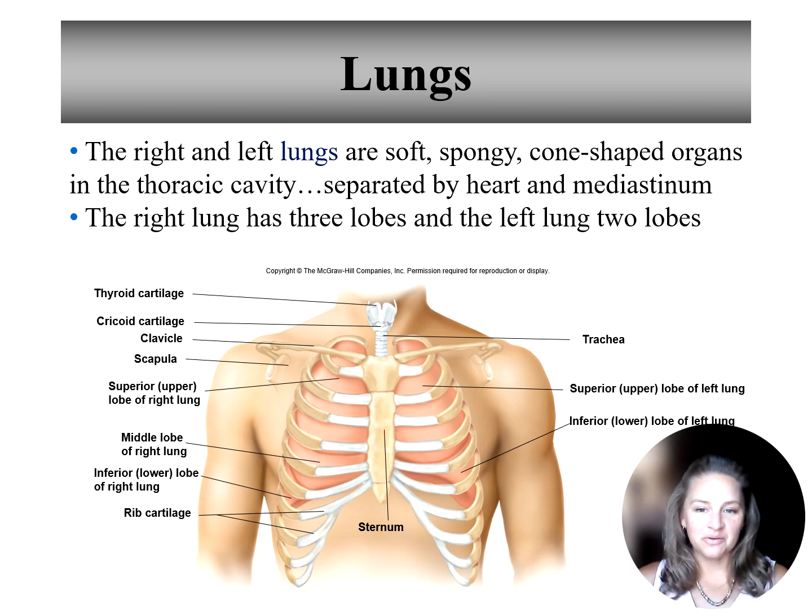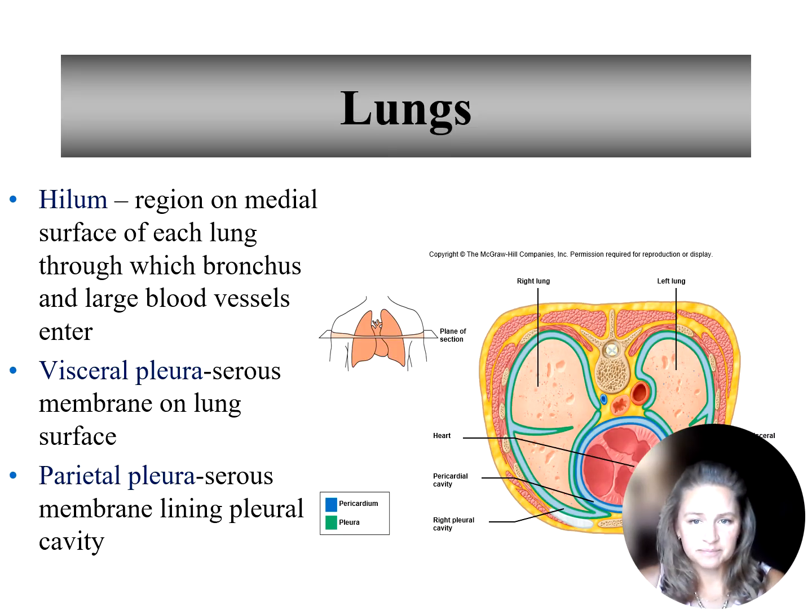Okay, so the next structure that we'll talk about are the lungs. There are two lungs, the right and left. They are spongy and soft. There will be some images of lungs for you to look at, healthy lungs compared to diseased lungs. They are separated by the heart and the mediastinum. The right lung has 3 lobes and the left lung has 2 lobes. So from the trachea and the bronchiole down into the lungs, that's what we're looking at here.